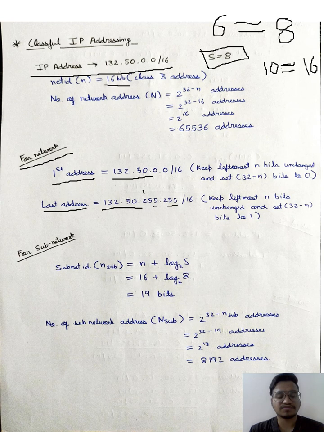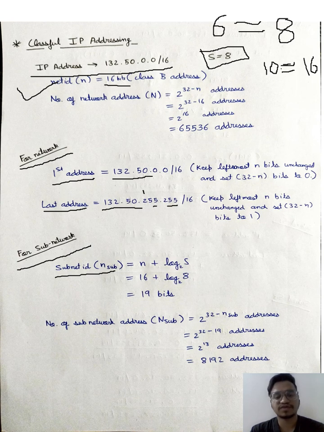Now the next thing we have to calculate is for the subnetwork. For the subnetwork we require a few fields, starting with the subnet ID, exactly like the net ID for the network. The subnet ID is represented by n with sub. The formula for that is n plus log to the base 2 of s, where s is the number of subnets, which is 8 in this case. So the small n value, the net ID, is 16, plus log 8 to the base 2, which is 3 since 8 is 2 to the power 3. So 16 plus 3 equals 19 bits.